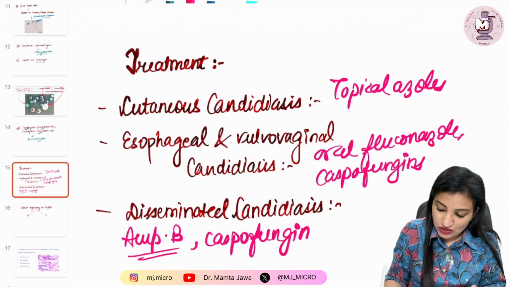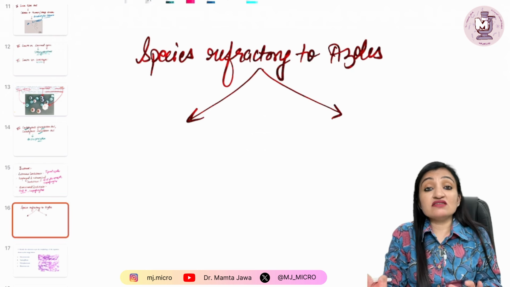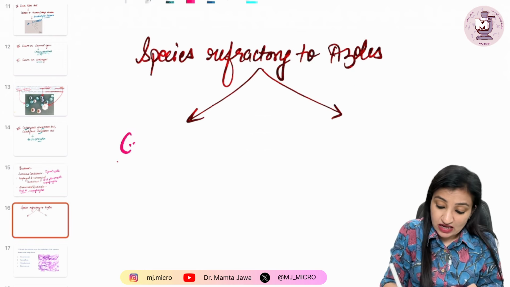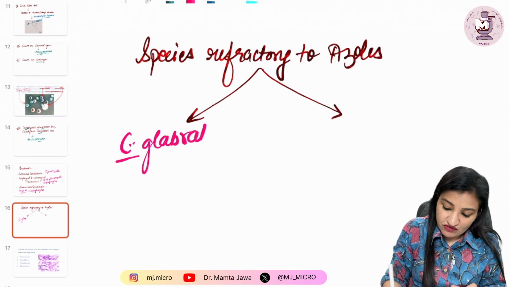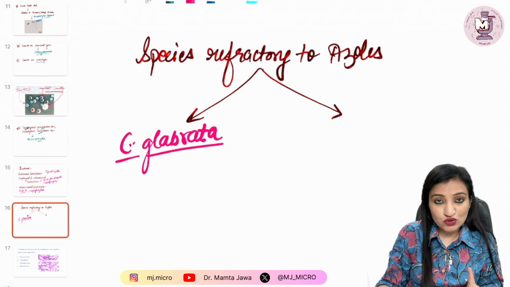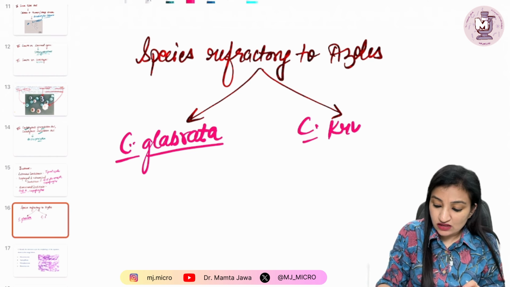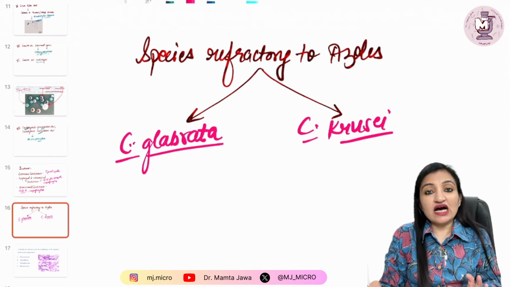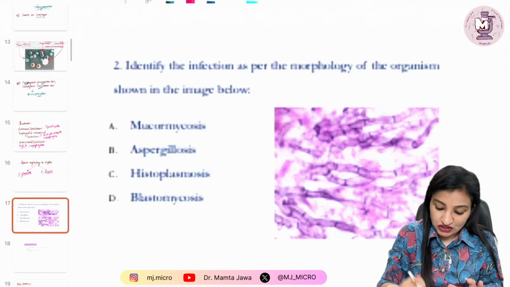Another MCQ asked on this topic: species refractory to azoles. Remember Candida glabrata, which is not going to produce pseudohyphae as I mentioned before, remember it. And Candida krusei, the khadoos one, both of these are refractory to azoles. So this finishes this question.